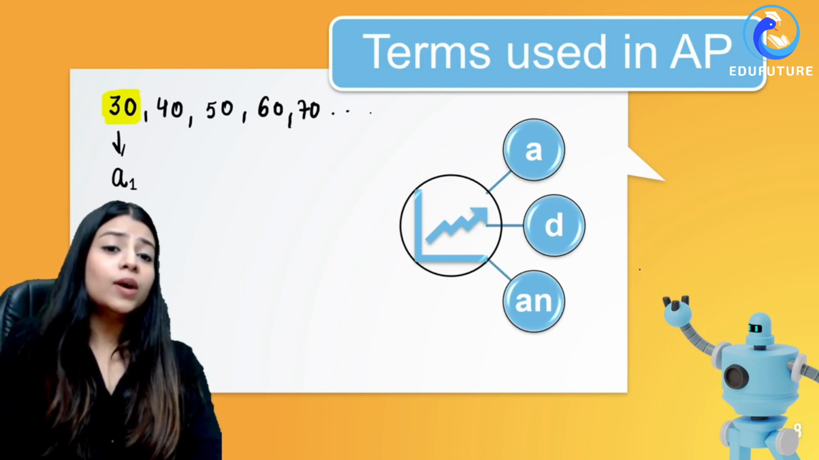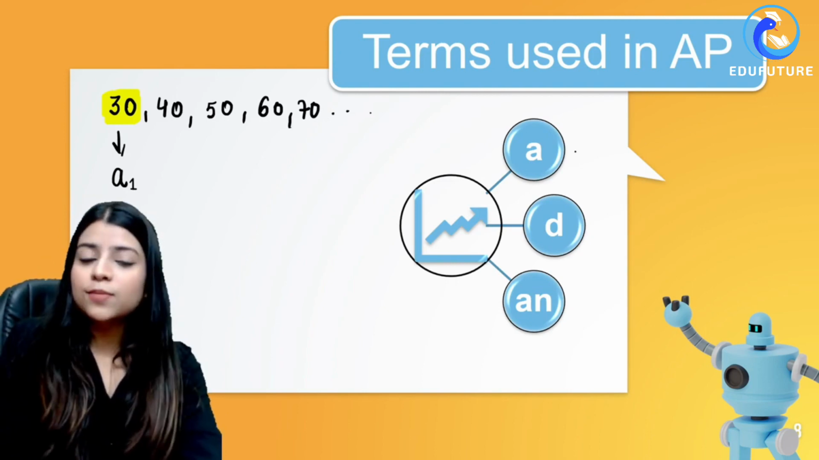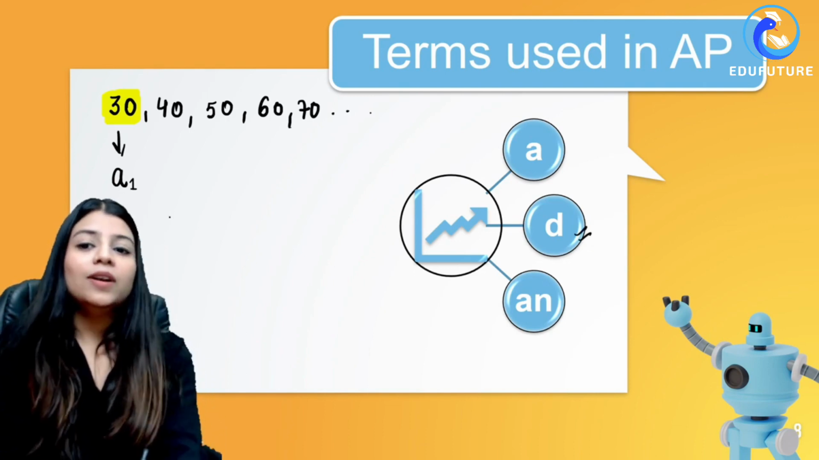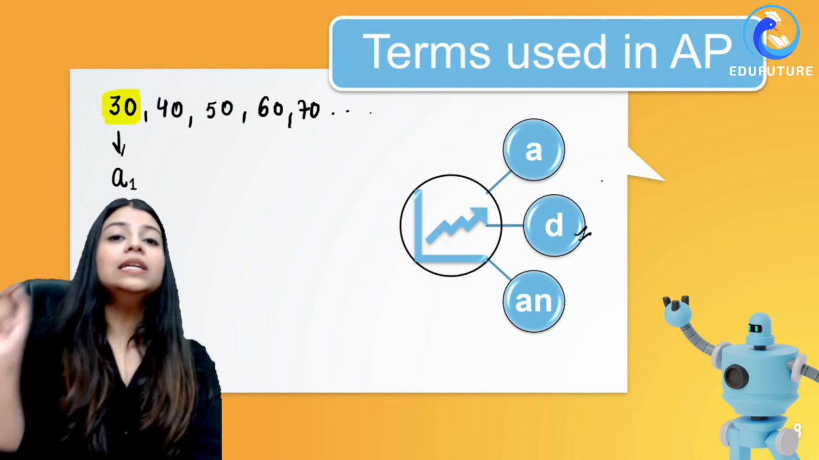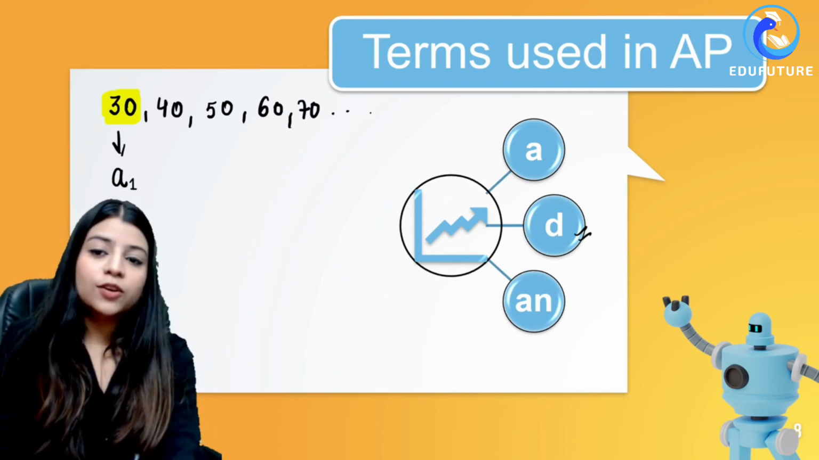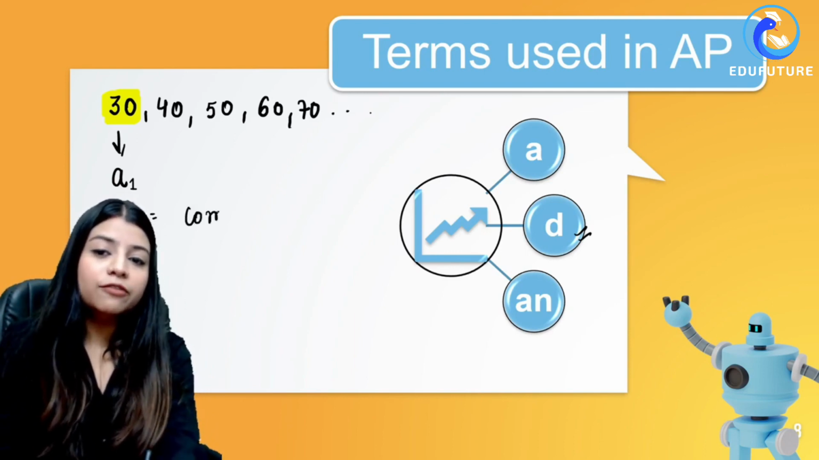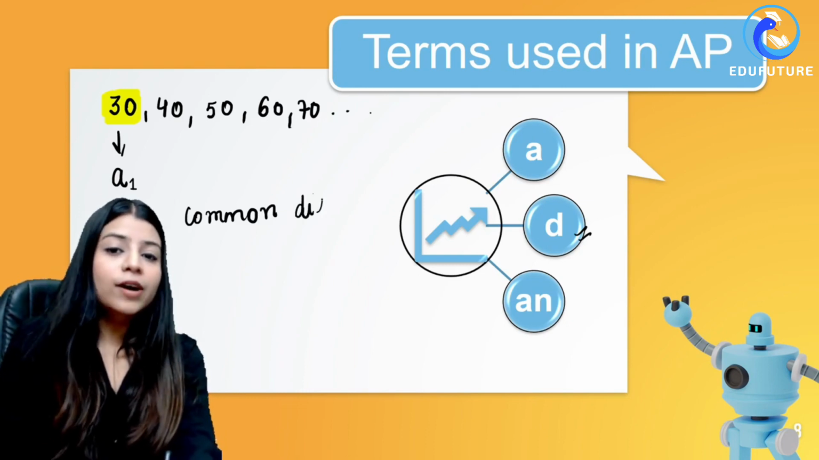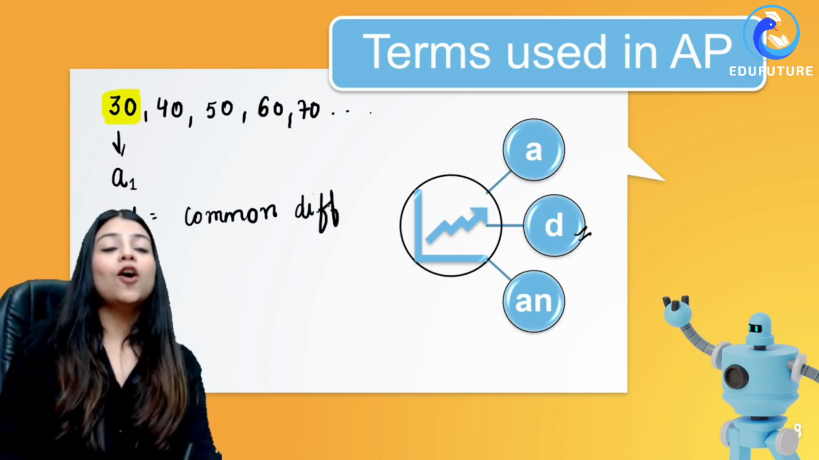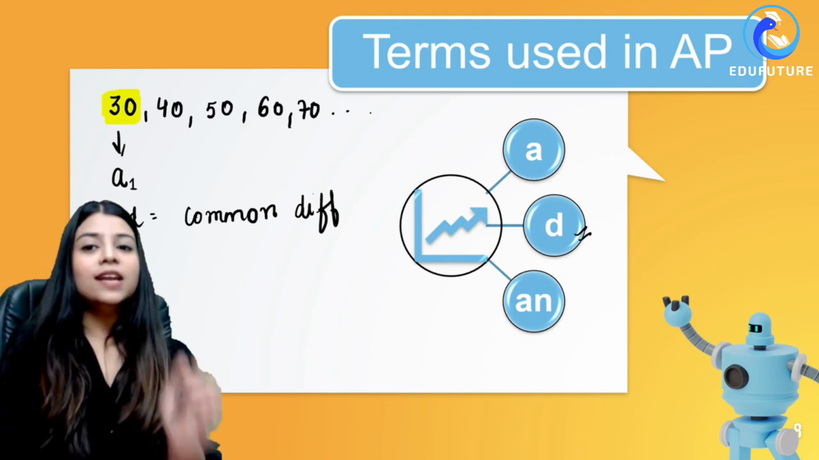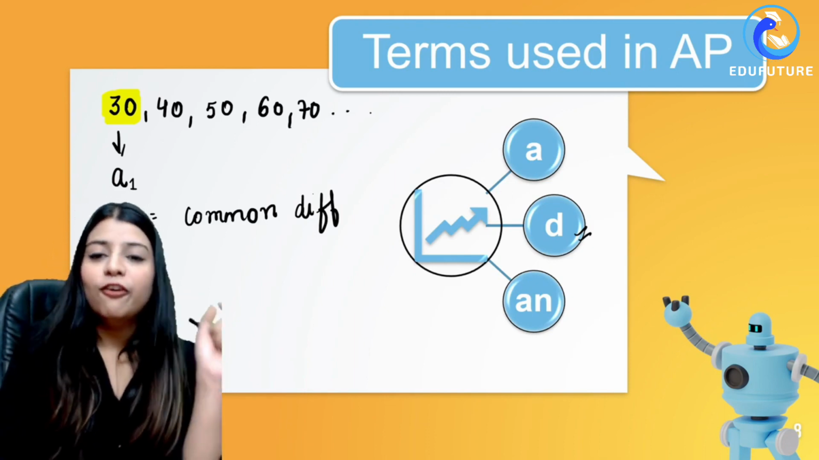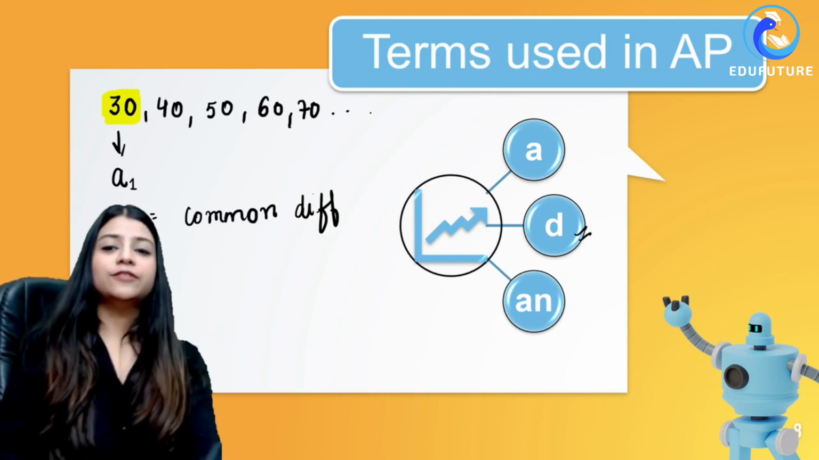A is the first term of your AP. If I talk about D, what is the D? D is the gap, the common difference of your AP. So your D is the common difference which you will be getting in the particular AP. Suppose in this particular AP, the common difference is 10, right? Because a gap of 10 is there between 30 and 40. So that is your common difference, right?